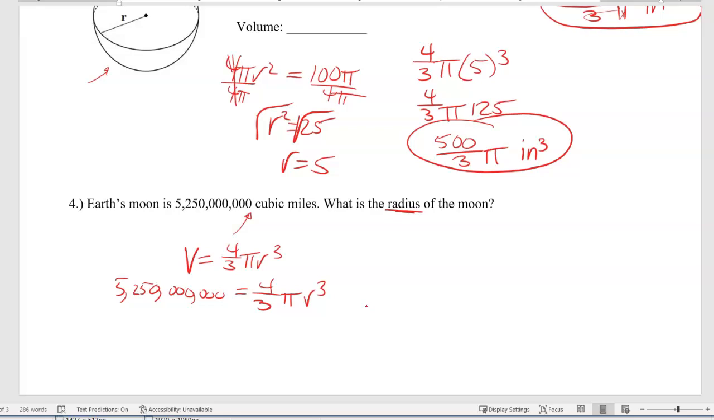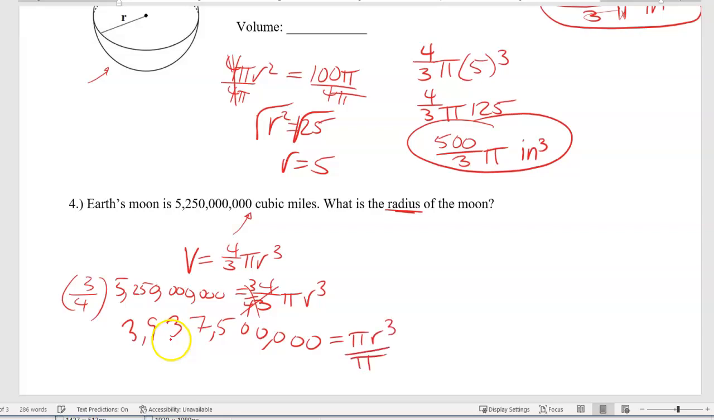Now the r cubed part is going to make it a little tricky. We'll deal with that a little bit later, but right now let's get rid of the 4/3 and get rid of the pi. So I'm going to get rid of the 4/3. You should remember from Algebra 1, you can multiply by the reciprocal. So that gets rid of that. It just becomes 1. I'm going to multiply this side by 3/4. So if I do 5,250,000,000 times 0.75, that gives me 3,937,500,000, and that's going to equal pi r cubed.